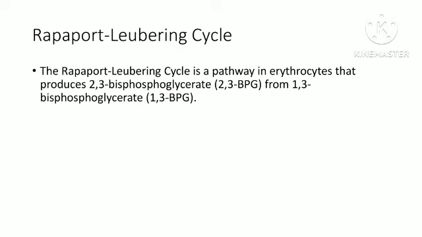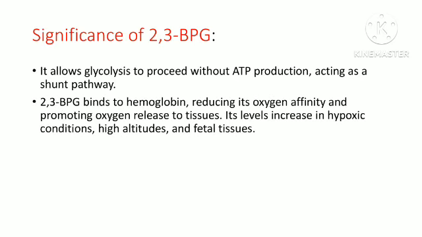Rapoport-Luebering cycle. The Rapoport-Luebering cycle is a pathway in erythrocytes that produces 2,3-bisphosphoglycerate, 2,3-BPG, from 1,3-bisphosphoglycerate, 1,3-BPG. Significance of 2,3-BPG: it allows glycolysis to proceed without ATP production, acting as a shunt pathway.